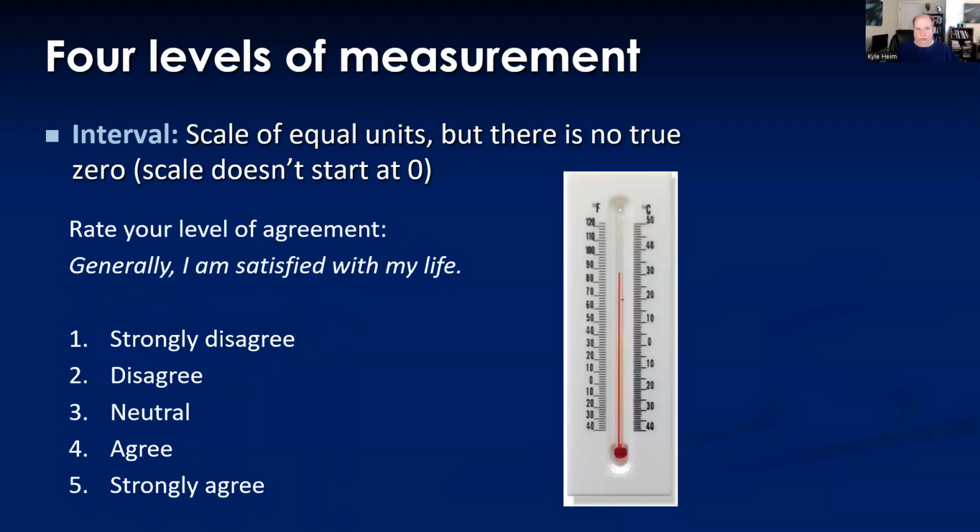When we design survey questions, we often use what is called a Likert scale that goes from strongly disagree to strongly agree, and it's often a scale of 1 to 5. I'm going to talk more about Likert scales in just a minute, but this is an example of an interval scale because we assume that these are equal increments. However, the scale does not start at 0, it starts at 1. So Likert scales are an example of interval measurement.